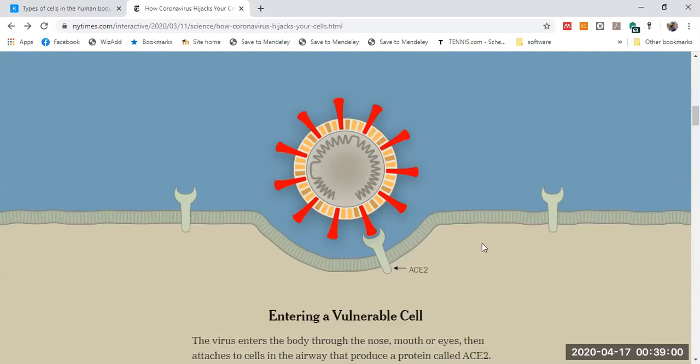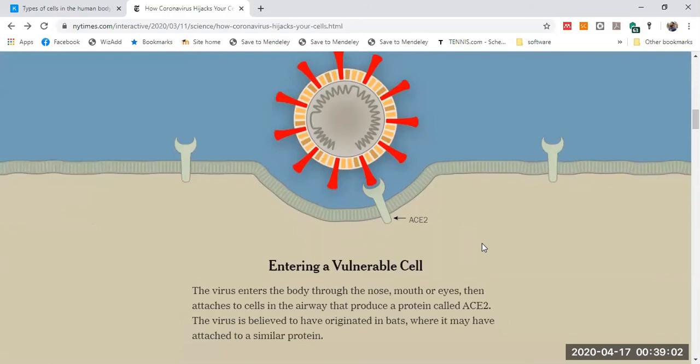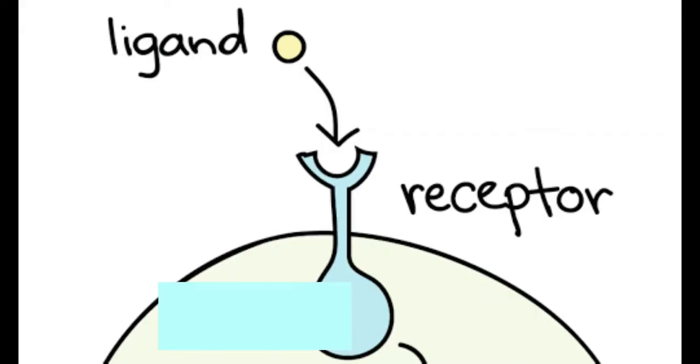We're not discussing the receptors in this topic, but you have to understand that the virus enters into your body through the nose, through the respiratory system, or through your eyes, and then it binds to your airways through the receptor.